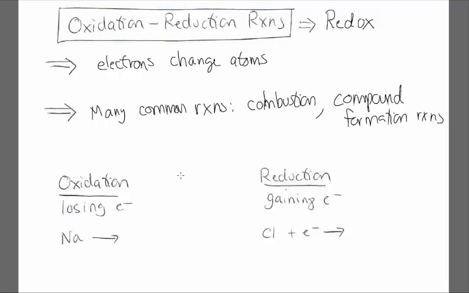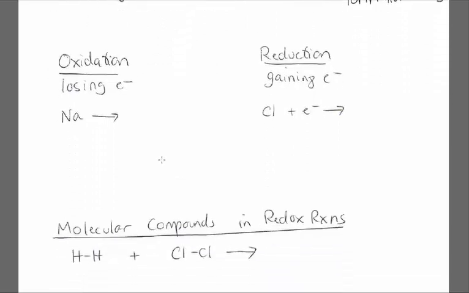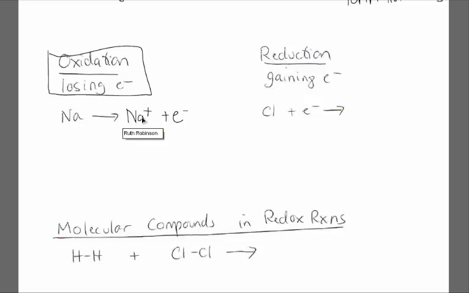All right, so if electrons change atoms, then in order for the charge overall to remain the same, something has to lose electrons, and that is known as the oxidation part of the reaction. Oxidation is losing electrons. An example would be sodium turning into sodium plus, and of course that involves the loss of an electron. So when sodium becomes sodium plus and loses an electron, that's oxidation. The sodium lost an electron and was oxidized.